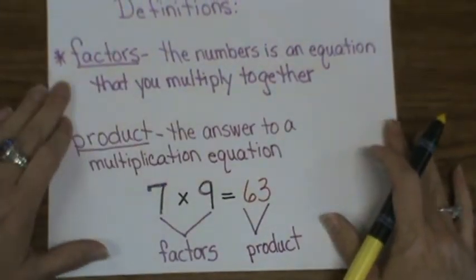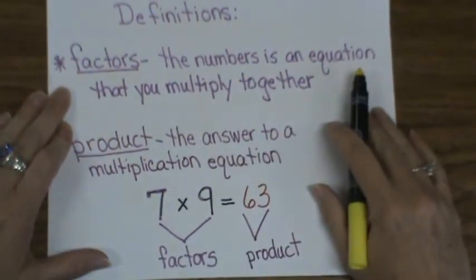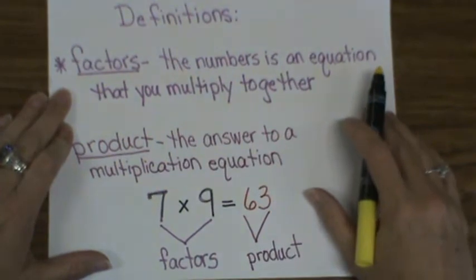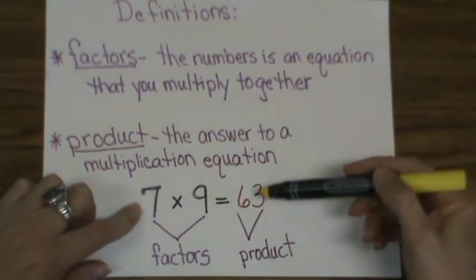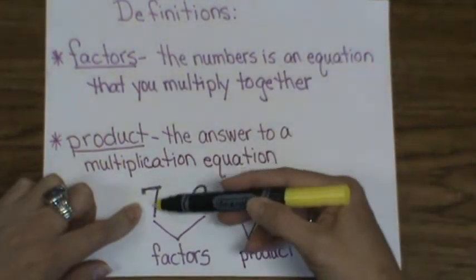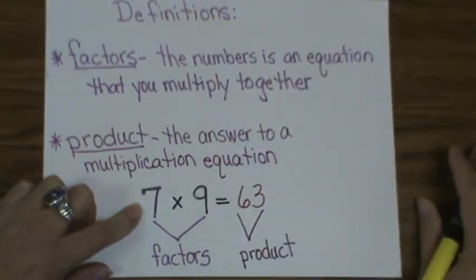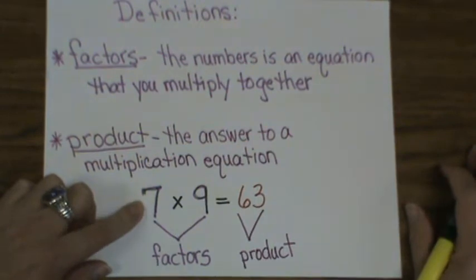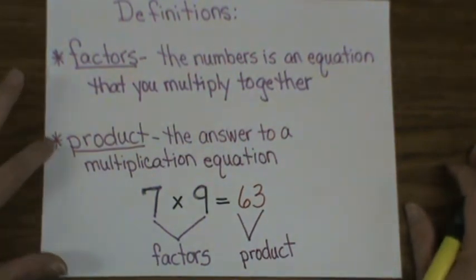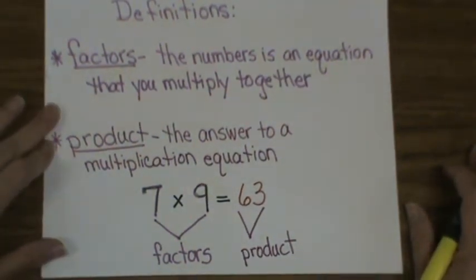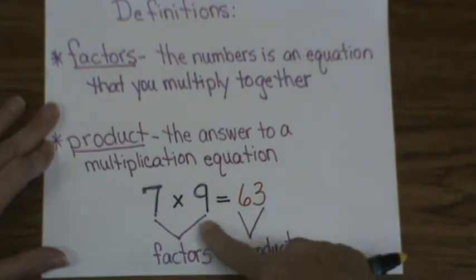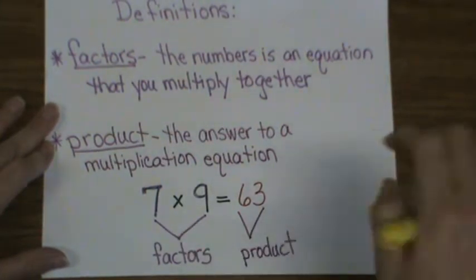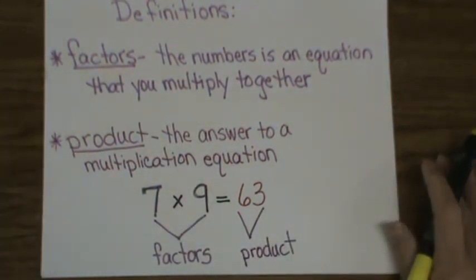Definitions of the word factor. A factor is the number that's in an equation that you multiply together. So if I look down here at my example, I can see that 7 times 9 equals 63, and 7 and 9 are my factors because those are the numbers that I'm multiplying together. The product is the answer to a multiplication equation. So the correct way to say what's the answer would be what is the product. And the product of my equation 7 times 9 is 63.